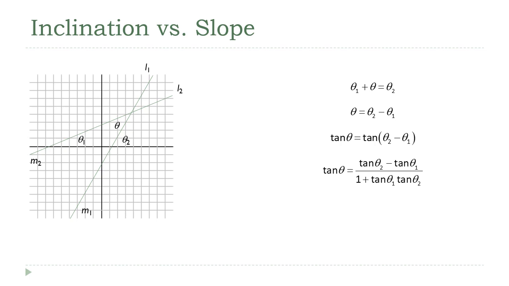So if I put m1 and m2 in there, my equation becomes tangent of theta is equal to m2 minus m1 over 1 plus m1 times m2. And that's our formula. Obviously this is a formula for the tangent of the angle. If you want the angle itself, you just take the inverse tangent of both sides.